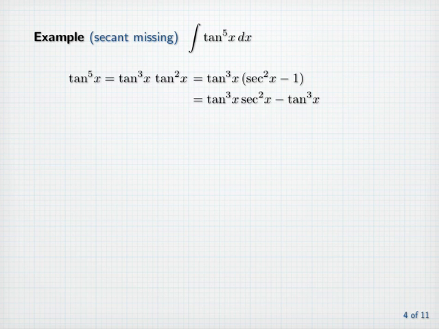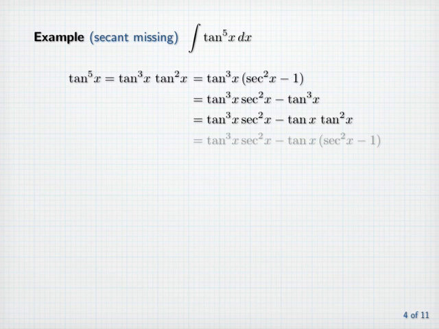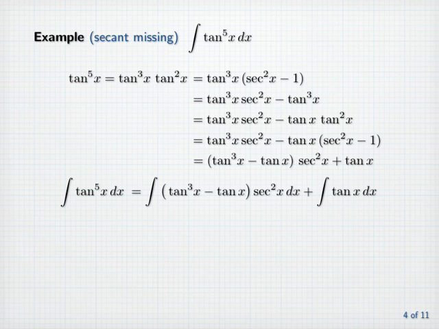In fact, we can repeat what we've just done on that term. We'll write tangent cubed as tangent x times tangent squared, and again replace tangent squared with secant squared x minus 1. Now let's multiply that out, and then factor secant squared x from the first two terms, and we have tangent cubed x minus tangent x times secant squared x plus tangent x. So the integral of tangent to the fifth x dx is equal to the integral of tangent cubed x minus tangent x times secant squared x dx plus the integral of tangent x dx.